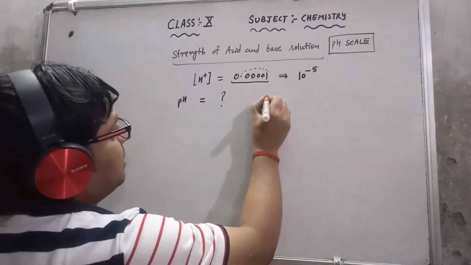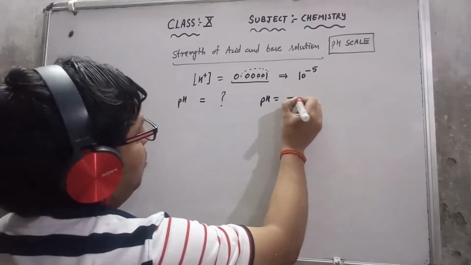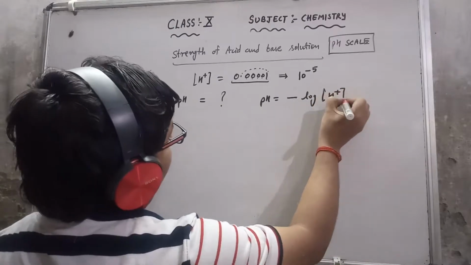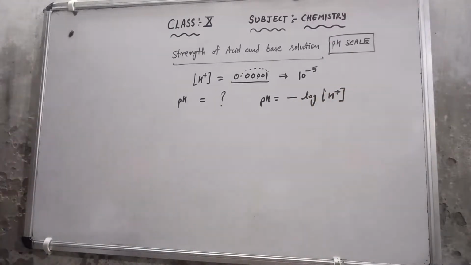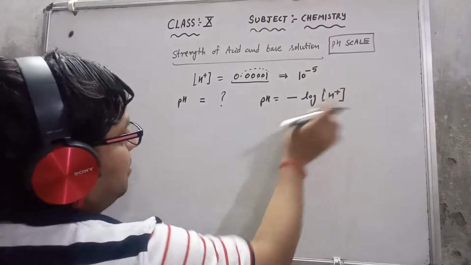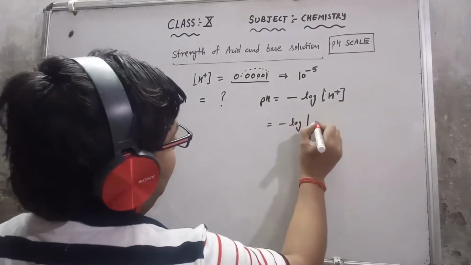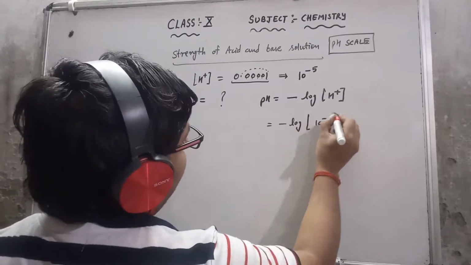So the pH of a solution is known as minus logarithm of hydrogen ion concentration. This is the formula. So put the value of hydrogen concentration here: minus logarithm, hydrogen concentration is 10 to the power minus 5.